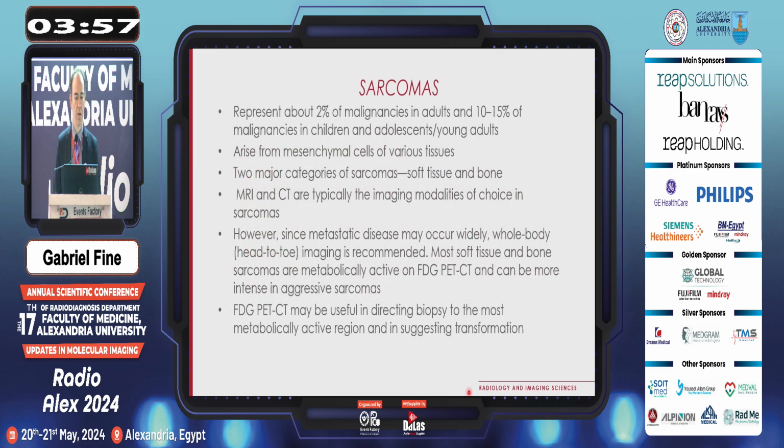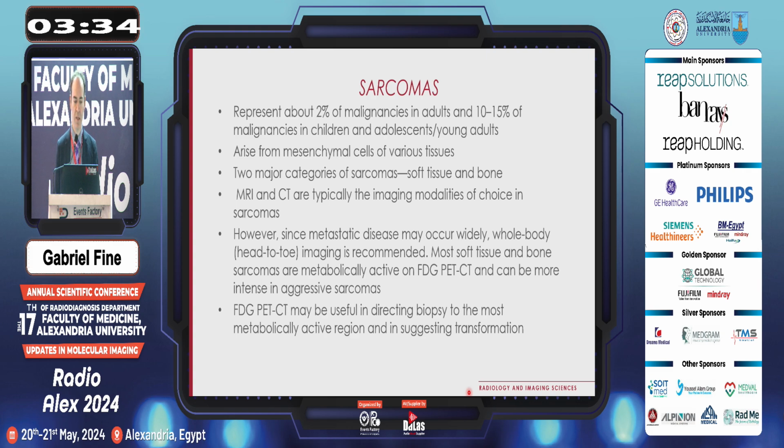So sarcomas, there are many sarcomas, and we're only going to touch upon some of them today. It represents about 2% of malignancies in adults and 10 to 15% of malignancies in children, adolescents, and young adults. It arises from mesenchymal cells of various tissues. Two major categories of sarcomas: soft tissue and bone, and we're going to touch upon some of both of those.